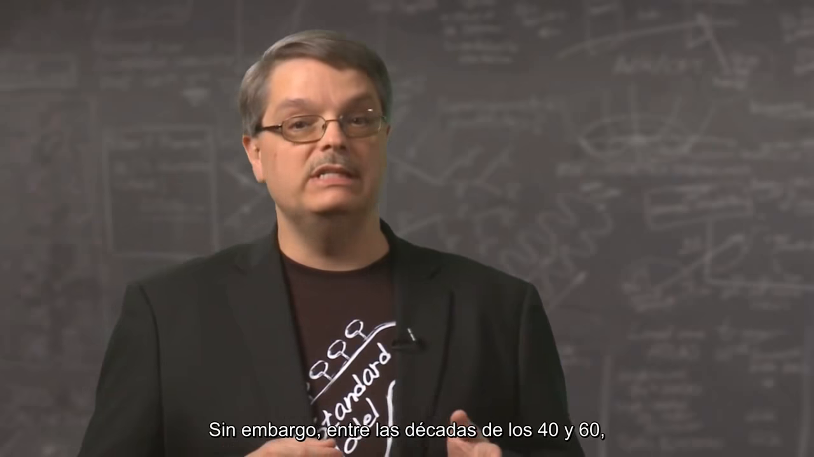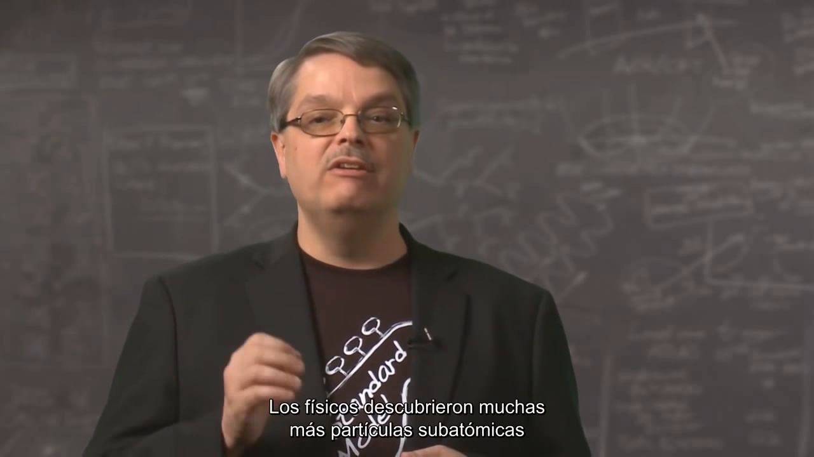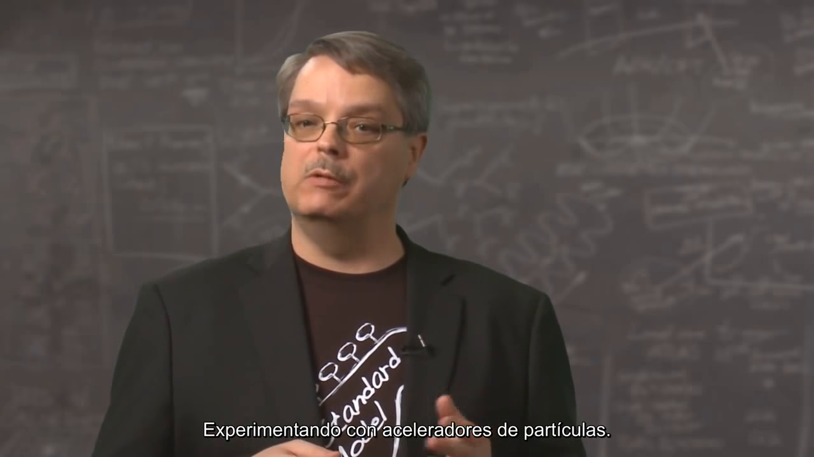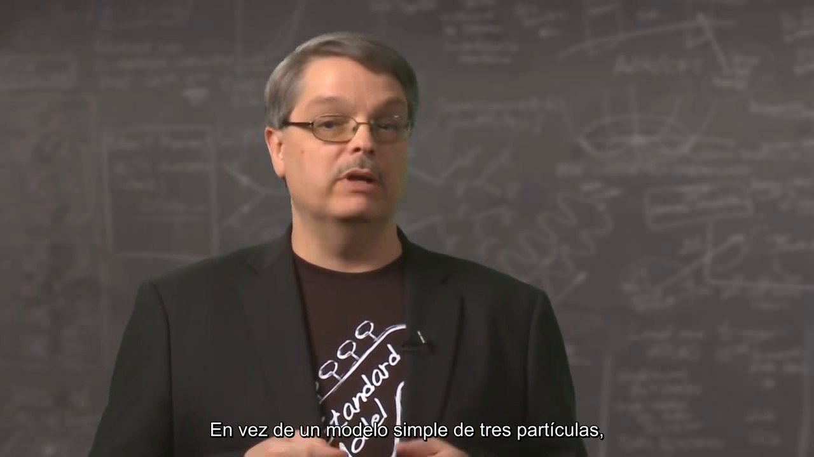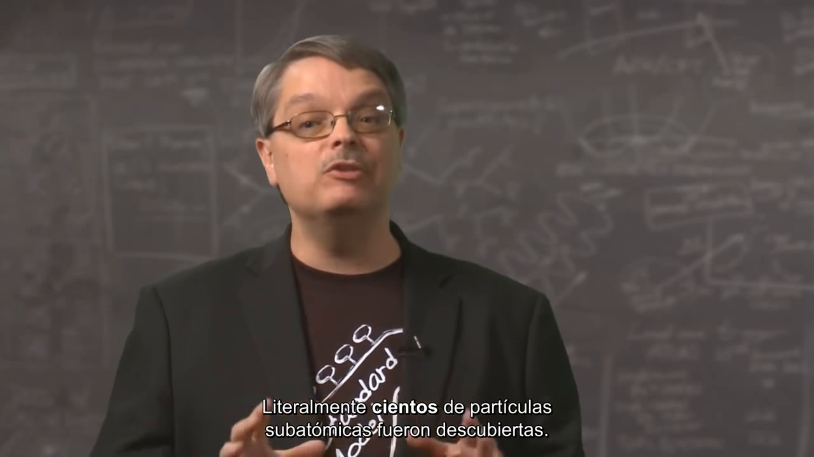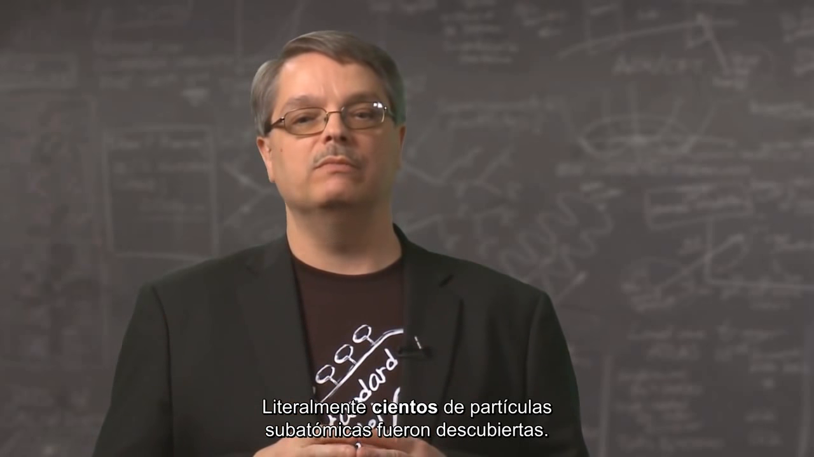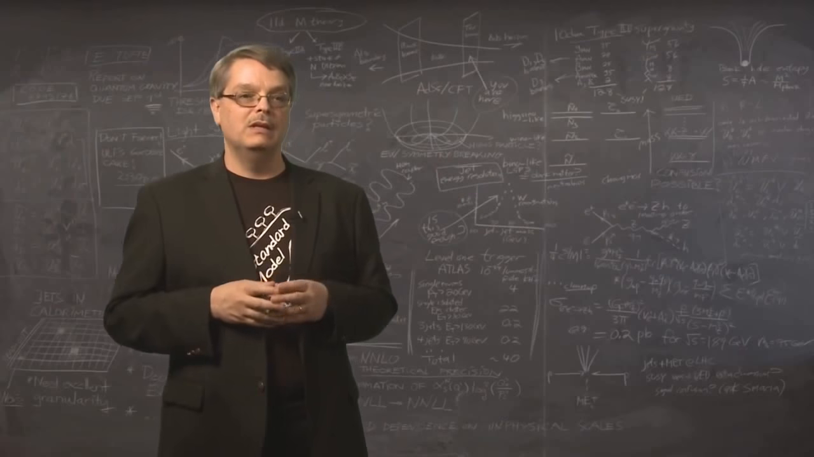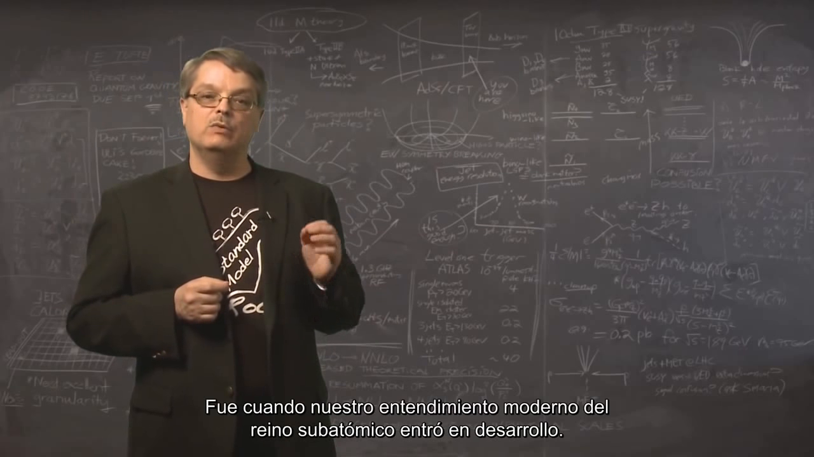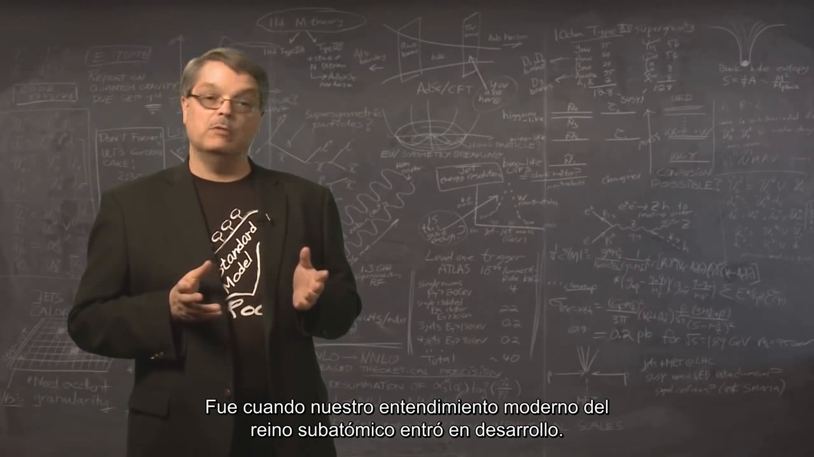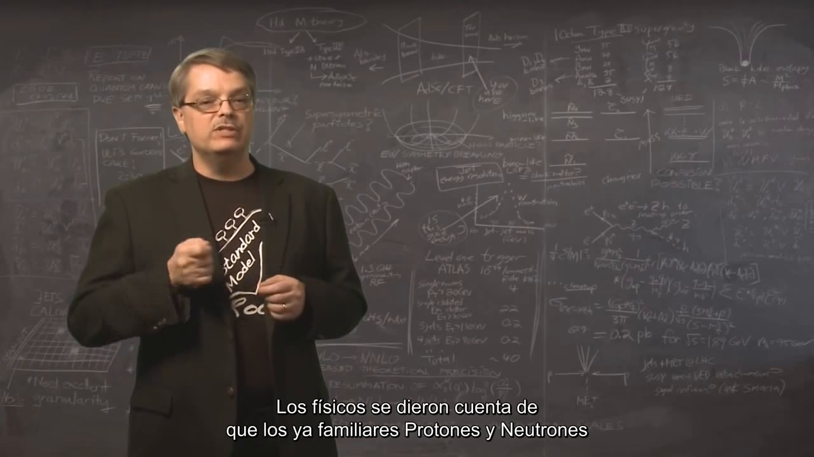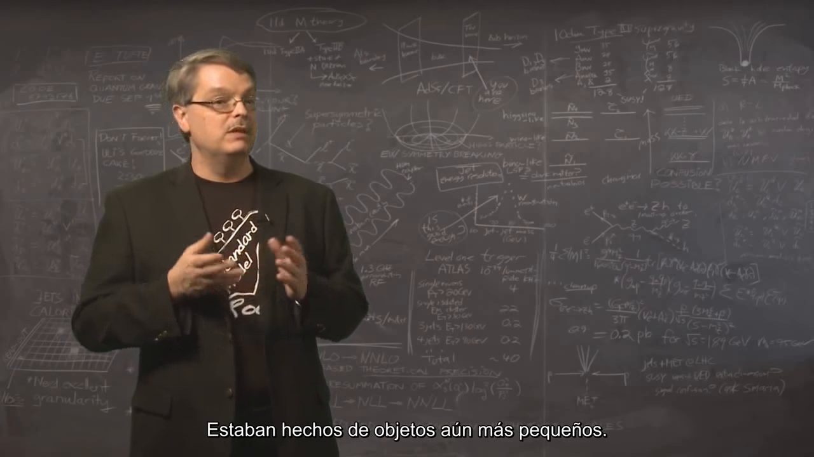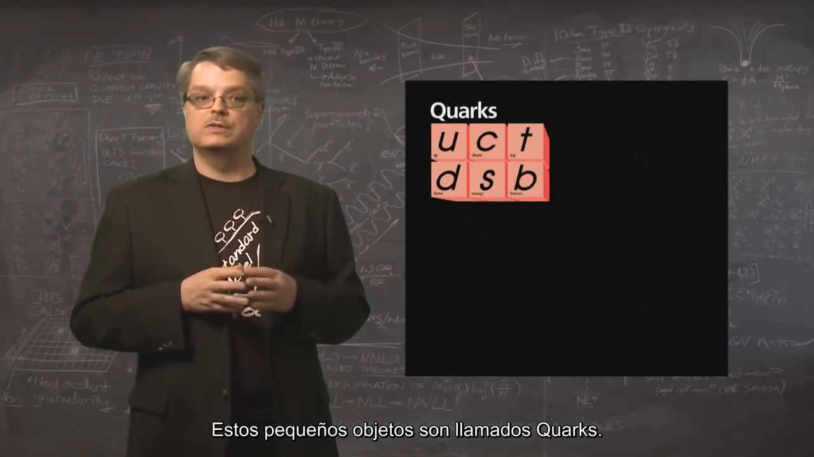However, during the 1940s through the 1960s, physicists discovered many more subatomic particles in experiments using particle accelerators. Rather than the simple model of 3 particles, literally hundreds of subatomic particles were discovered. Clearly, another simplifying insight was in order. The mid-1960s was when our modern understanding of the subatomic realm began to develop. Physicists realized that the familiar proton and neutron were made of smaller objects still. These smaller objects are called quarks.